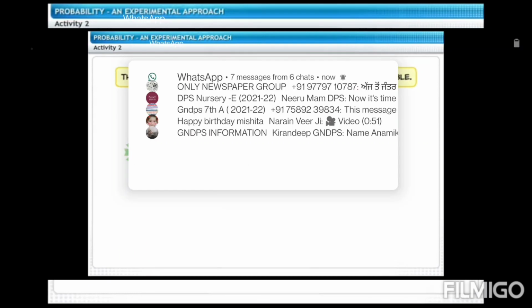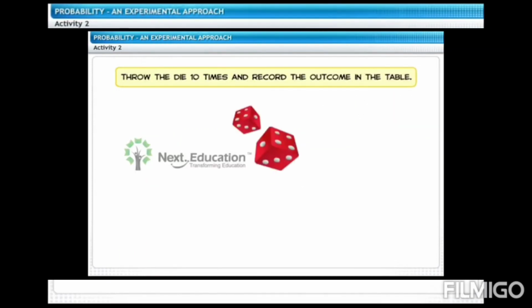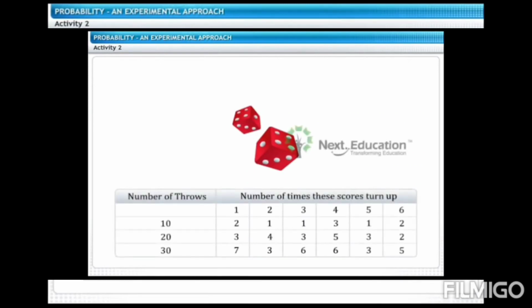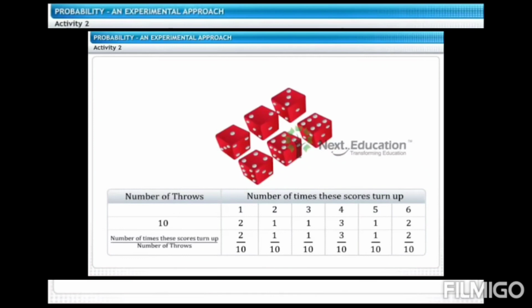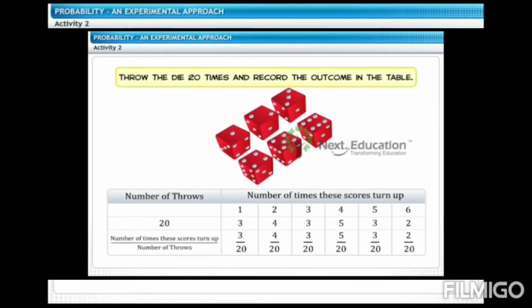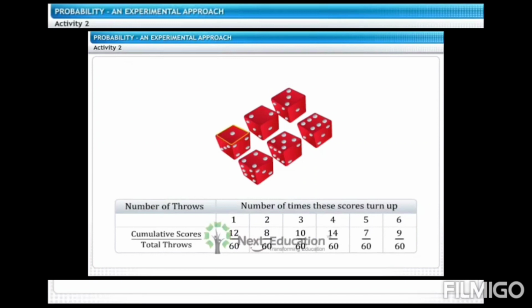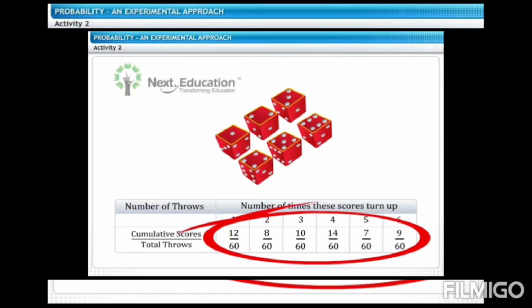Let's observe the results of another activity. Here, a die is thrown 10 times. The record of each outcome is noted in the table. Next, let's note the values of the fractions of the number of times a score turns up upon the number of throws of the die. Now, let's find the cumulative number of times 1, 2, 3, 4, 5, and 6 turned up. We observe that the value of fractions are closer to 1 upon 6.